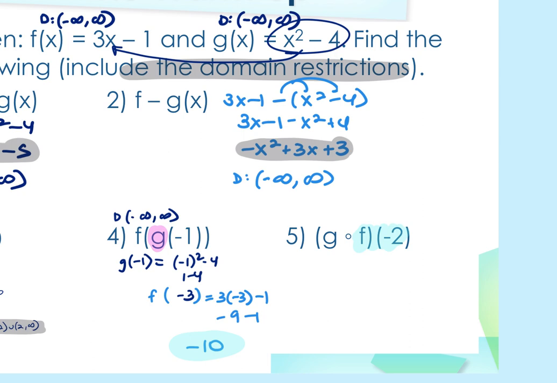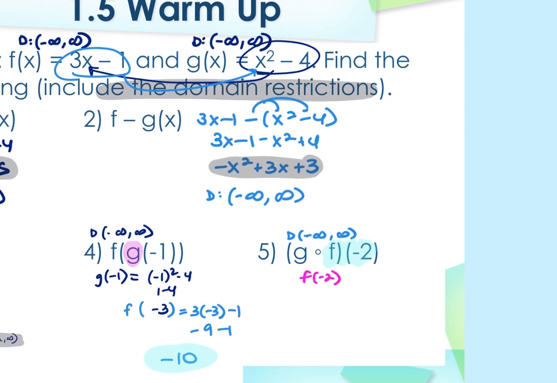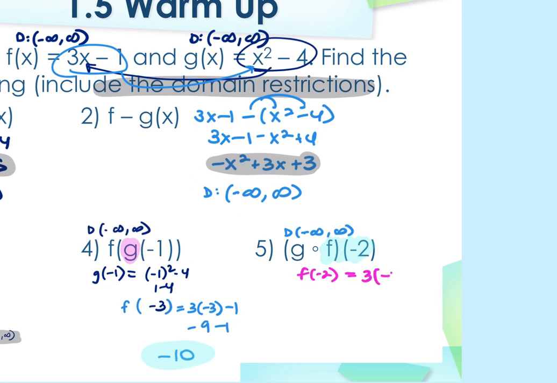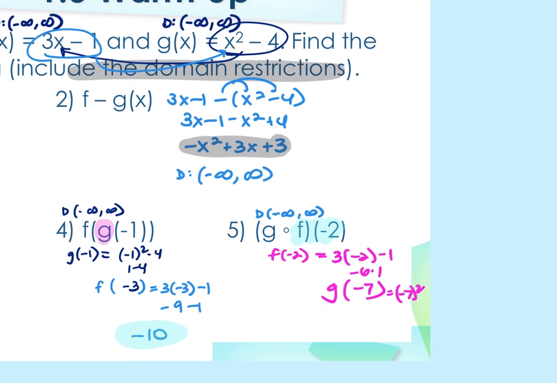Now I want to repeat that for 5. Again, we said f doesn't have a restriction, so we don't have to worry about bringing it from the top. But then if I took f and I plugged it into g, I'm just raising it to the second power. I'm not introducing a new restriction, so I don't have to worry about either of those. The domain would be negative infinity to positive infinity. And then I'm going to find f of negative 2. So I take negative 2 and I plug it into f. And then I find g of negative 7. So negative 7 squared minus 4. 49 minus 4, which is 45.